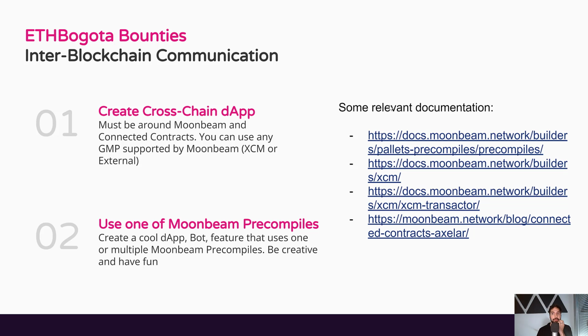Some of the relevant documentation you can find on the right-hand side. We have the precompiles URL, the XCM page of Moonbeam. We also have a specific one for the transactor precompile. And I also added a series of articles we created with Axelar on connected contracts. In here we are deploying a very simple hello world example. We have one coming up that will be a multi-chain dApp as well. So make sure that you check this one out, and other ones on the Moonbeam.network website, because those will be helpful to build a connected contract dApp.